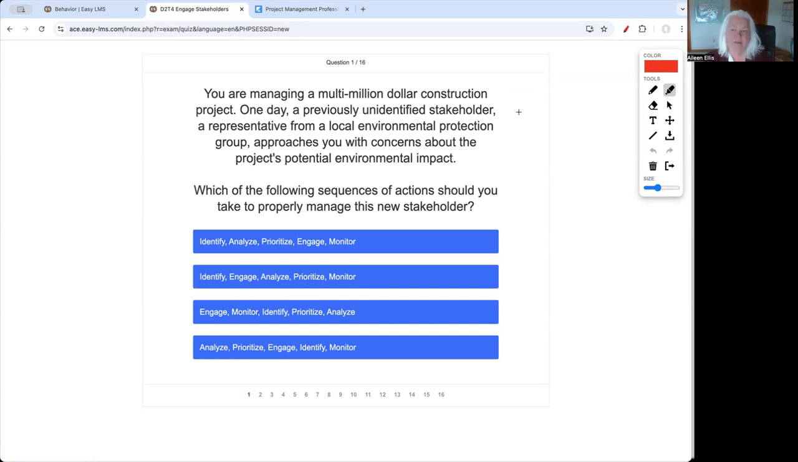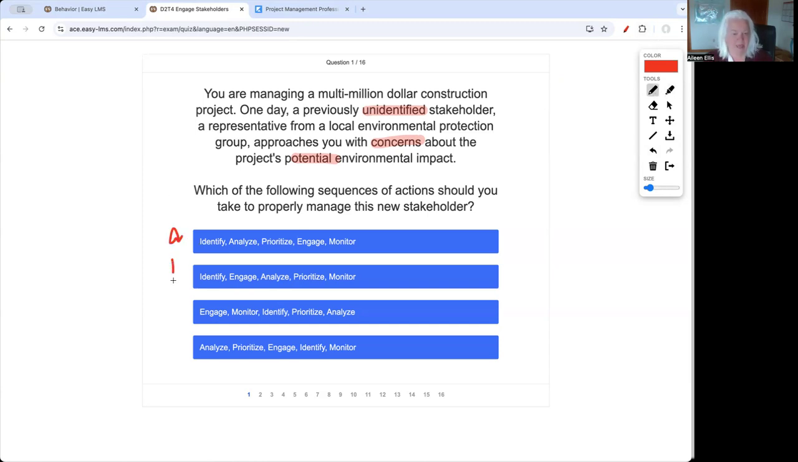You're managing a multi-million-dollar construction project. One day, a previously unidentified stakeholder, a representative from a local environmental protection group, approaches you with concerns about the project's potential environmental impact. Which of the following sequences of actions should you take to properly manage the new stakeholder? Pause the video and choose the best answer.